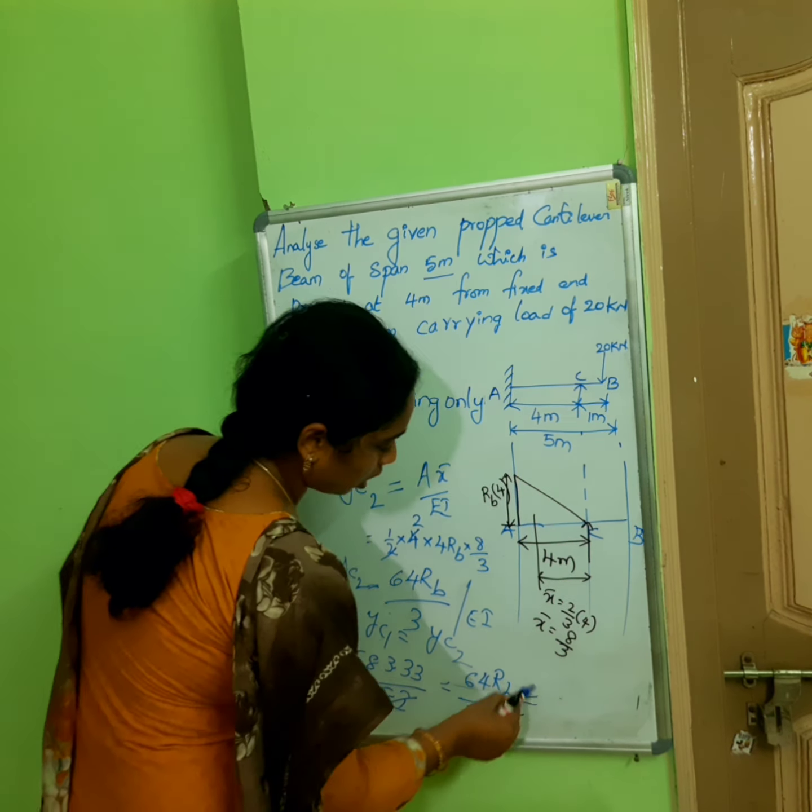Okay, I have considered only the load and calculated deflection. In the second step, I have considered only the prop and calculated deflection. In the third step, what is the third step? YC1 is equal to YC2, so that I got the proper reaction. Once check out this one.